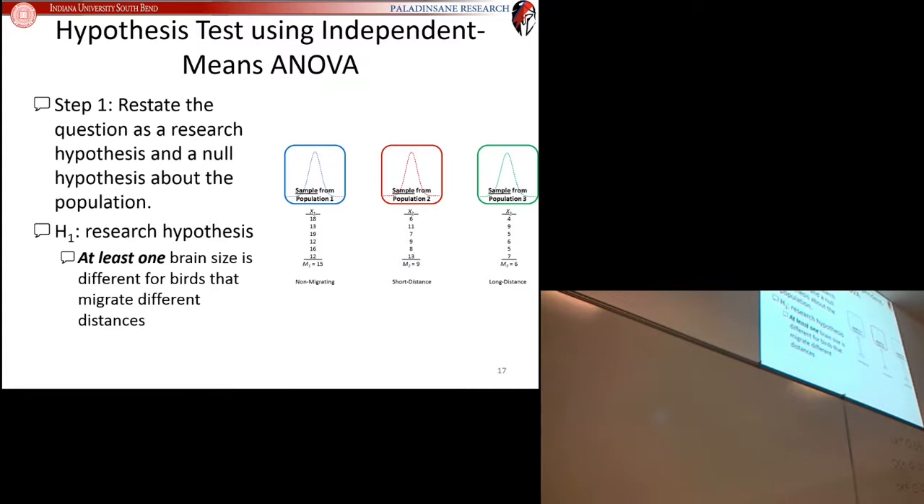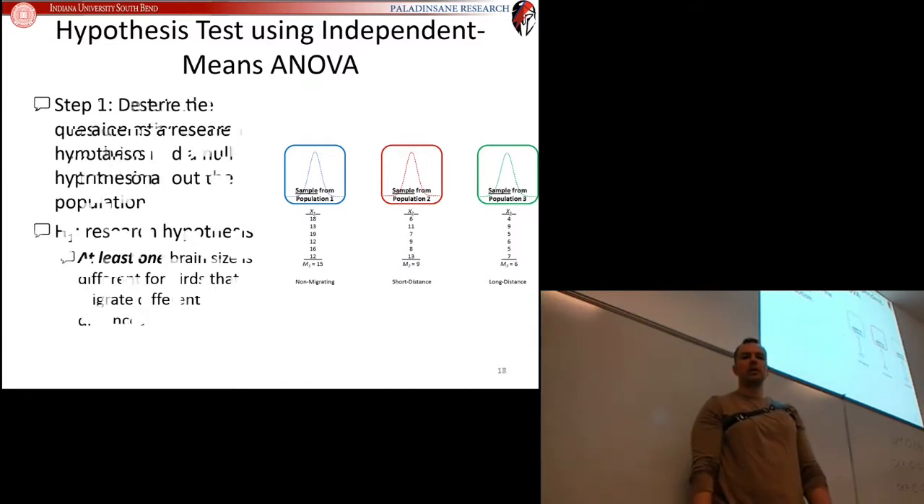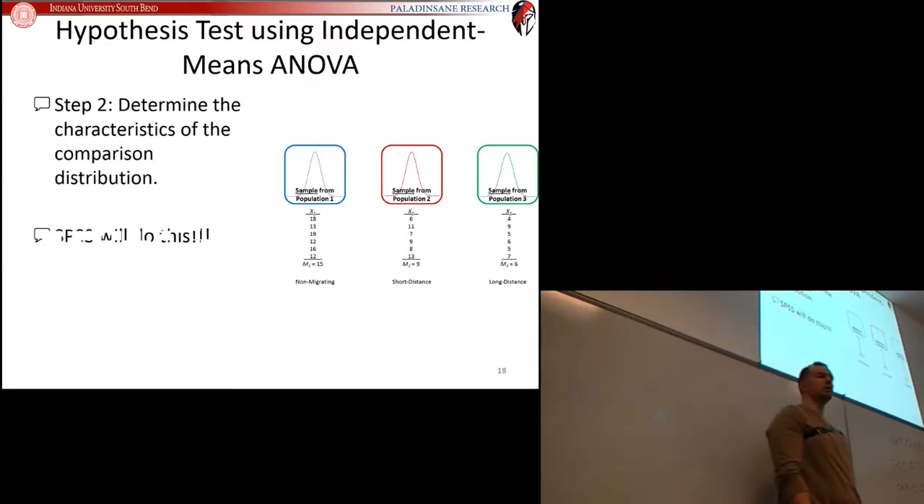All right, so we got our null hypothesis, we got our research hypothesis, covers all the possibilities, so we know that we've phrased it correctly. Number two, determine the characteristics of the comparison distribution. SPSS will do this for us. So the comparison distribution, your F distribution, is defined by 2 degrees of freedom: your within treatments degrees of freedom and your between treatments degrees of freedom. So these can actually get complicated to calculate. So thankfully SPSS will do this. We just have to find out where to read it.